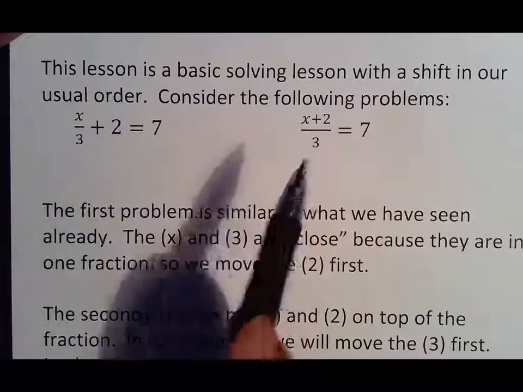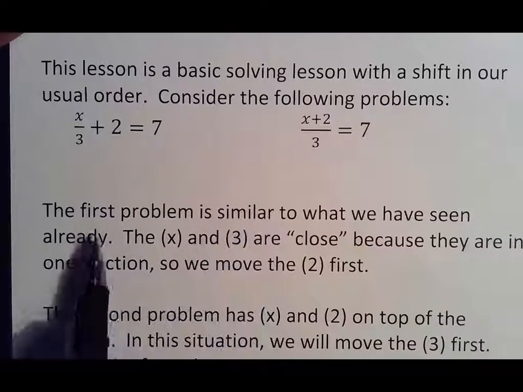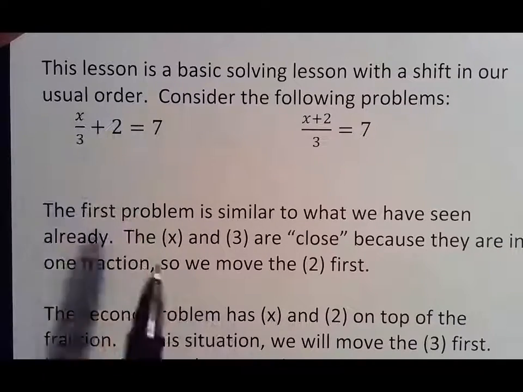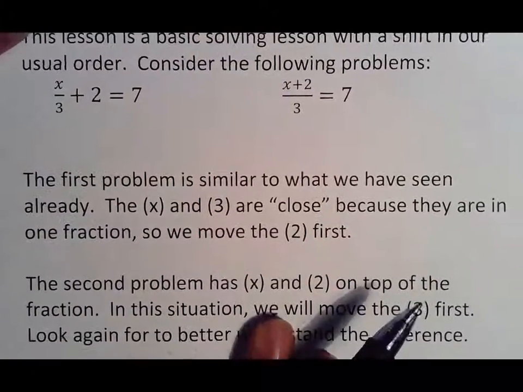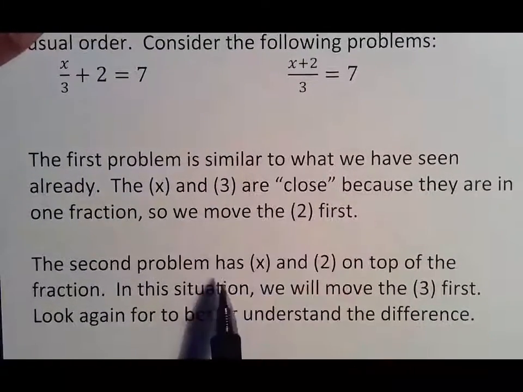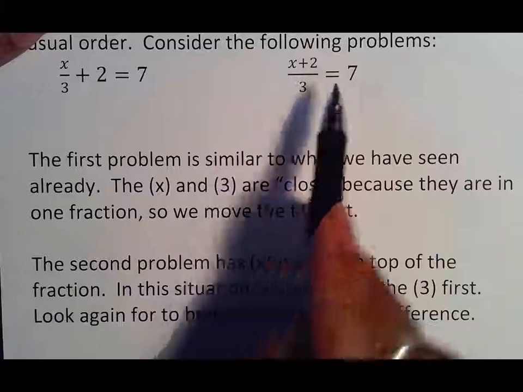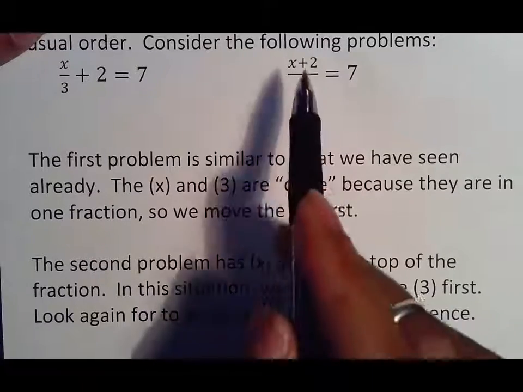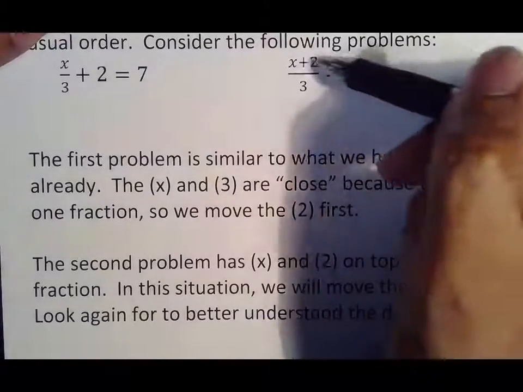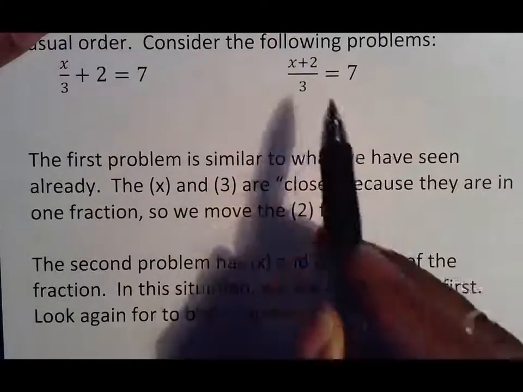So the thing is, the first problem is similar again to what we've seen already. The x and 3 are pretty close. And so the number we move first is the 2, because they're in one fraction. So again, the 2 would go first here. What we need to see is this one, where if you think about this line like a wall, actually x and 2 are on one side of the fraction and 3 is on the other side, which means the 2 that are close is actually the x and the 2. So therefore we would actually move the 3 first.